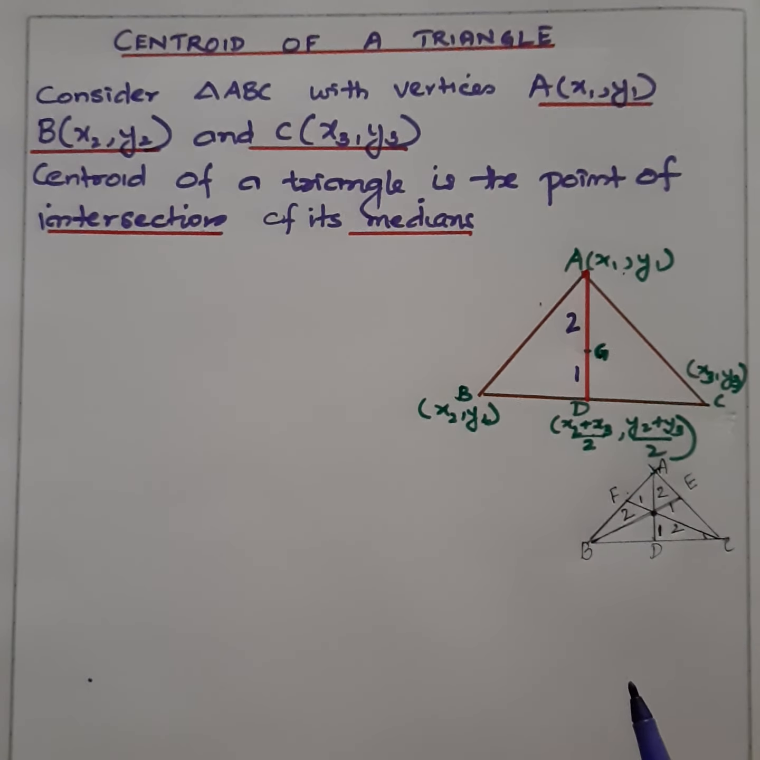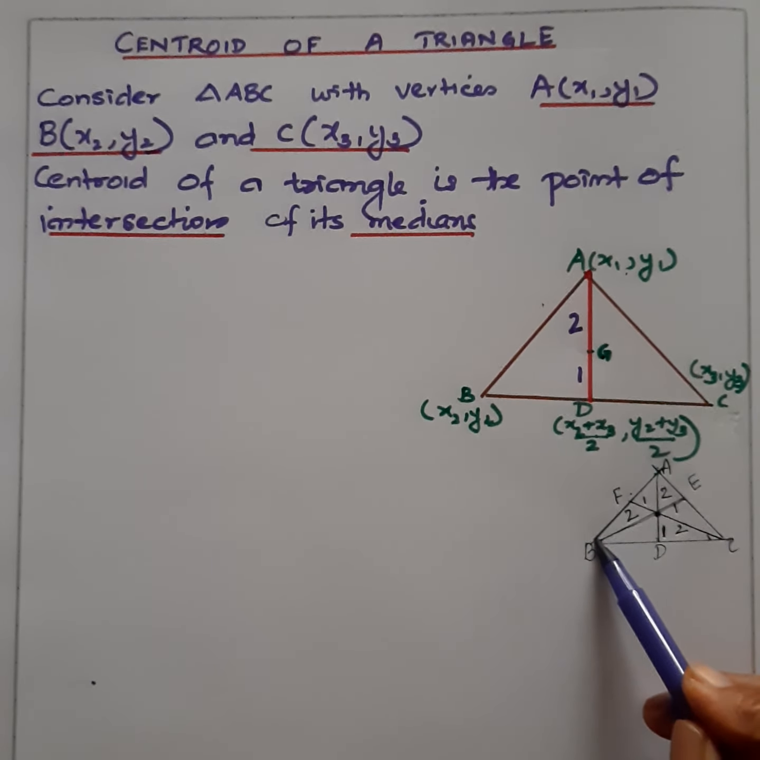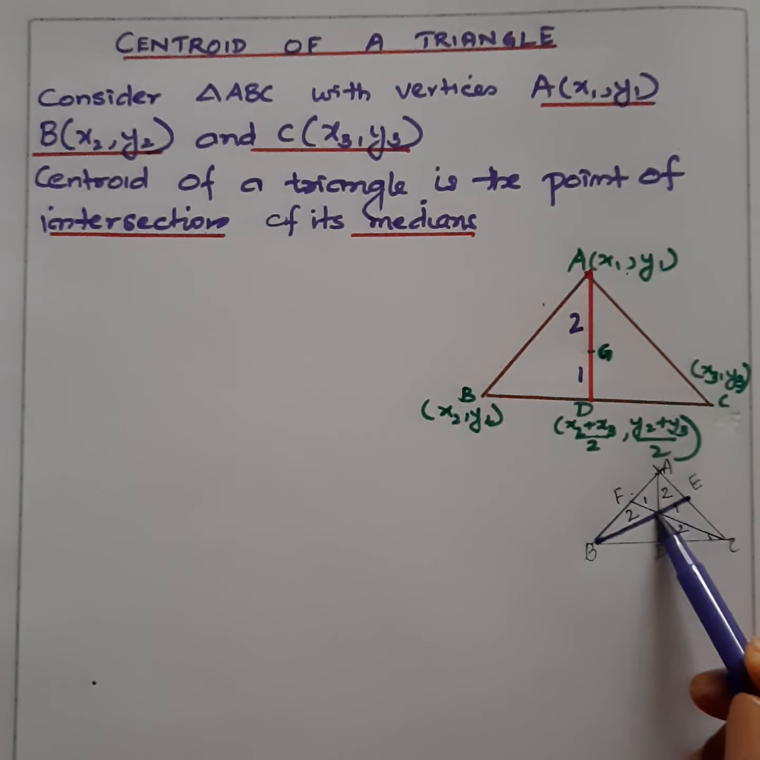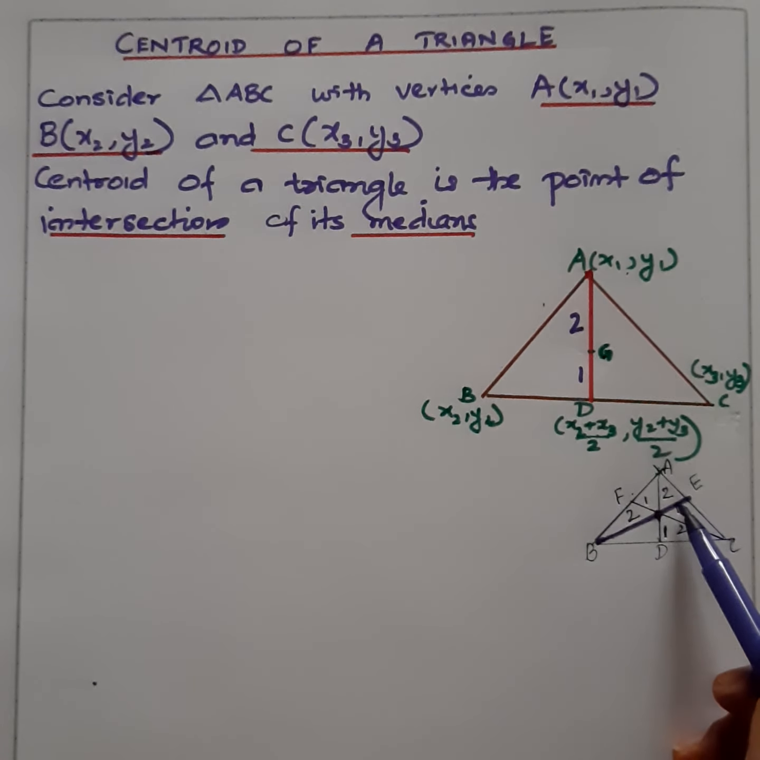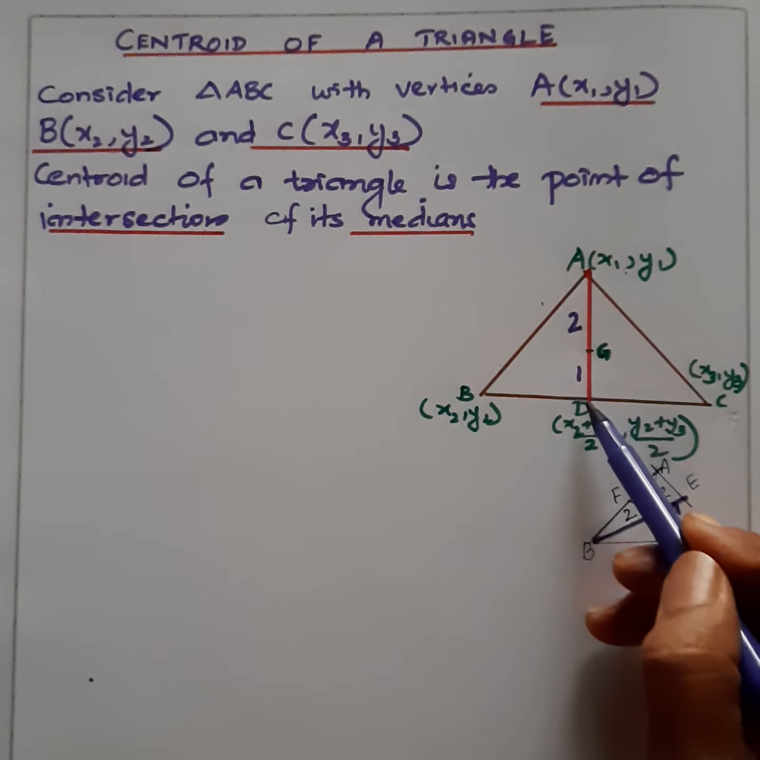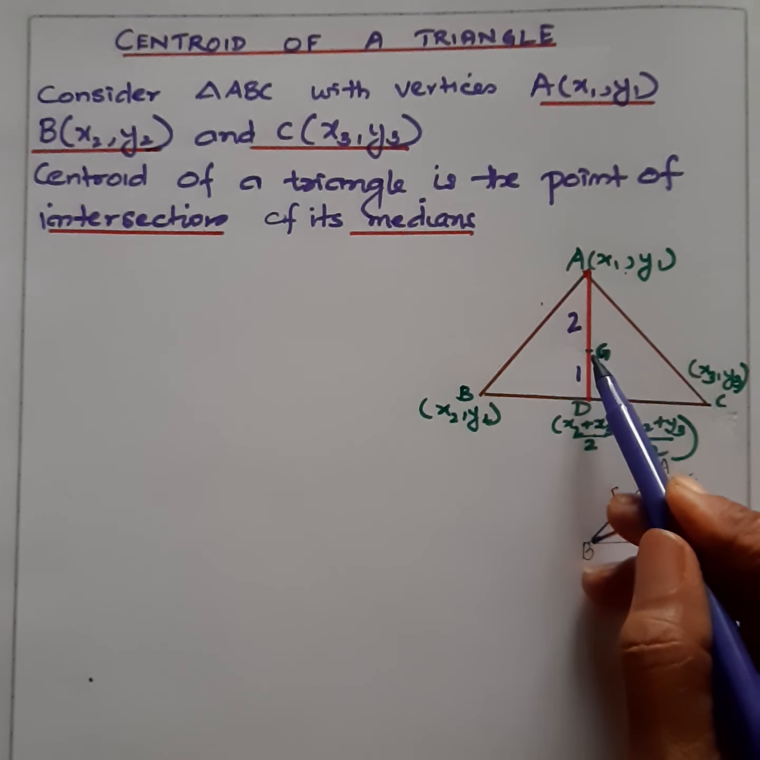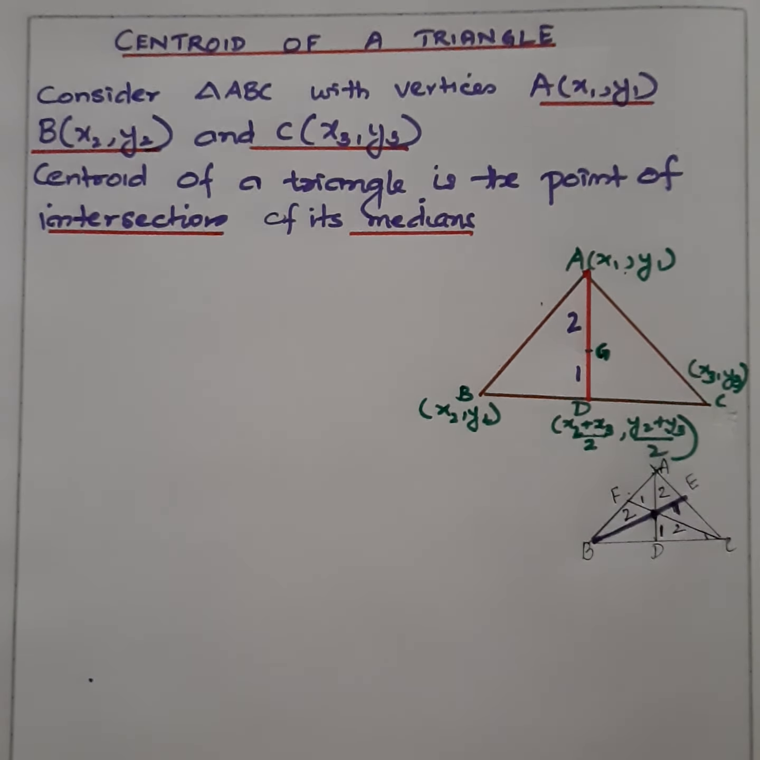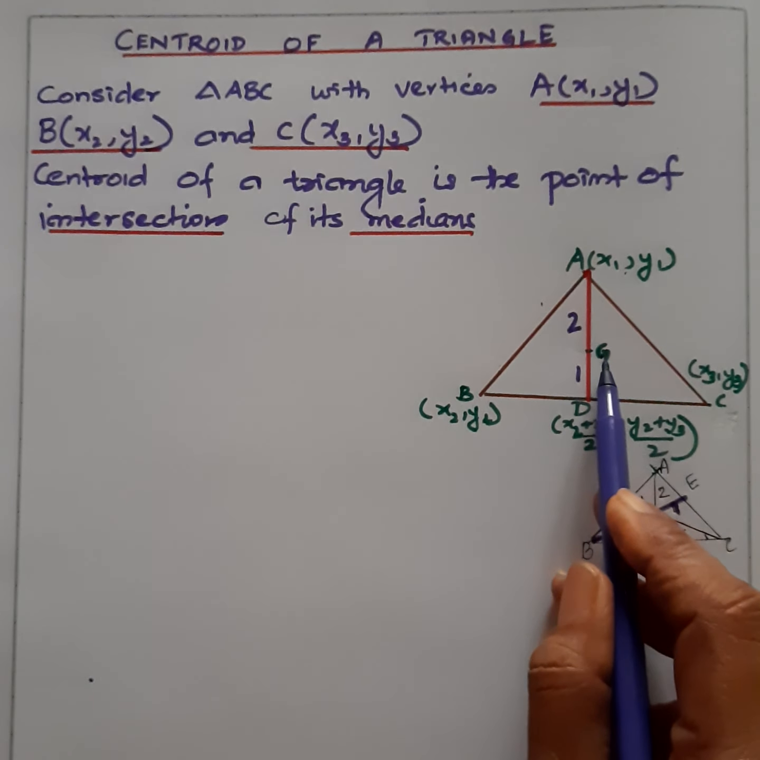Now why did I take only one median? Even if I choose this median, the centroid is still a point on it, right? So it divides BE in the ratio 2:1. In this case, I have chosen AD, and the centroid, which we have named G, divides AD in the ratio 2:1. Now we have to find the coordinates of point G.